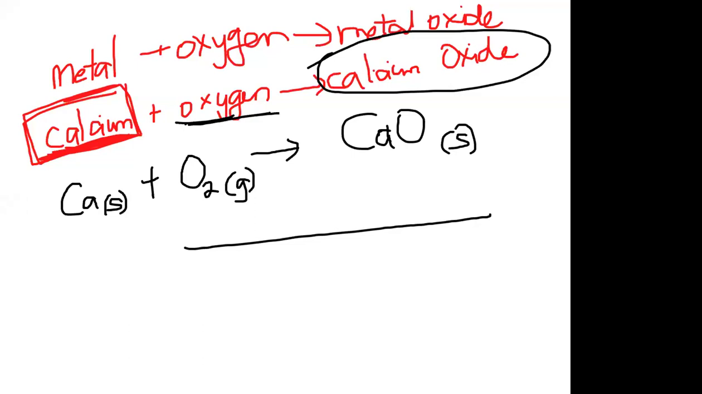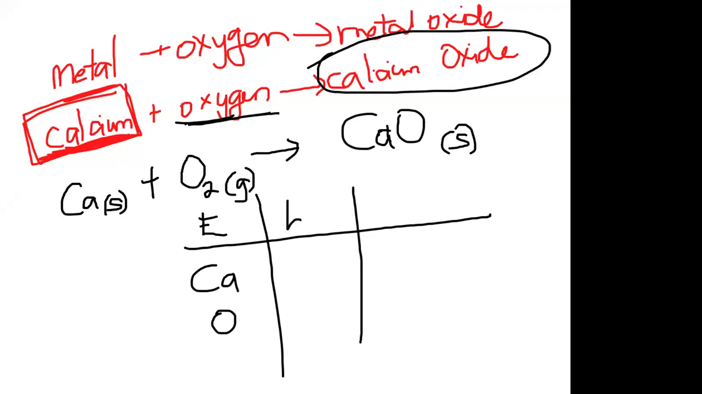Once it's a metal oxide, if it dissolves in water now, the product is different. But if you say sodium oxide plus water, sodium oxide is S. All metal oxides have the state symbol S. Now I'm making a list of all the elements I have. So here, element. The elements I have are calcium and oxygen. Left, right.